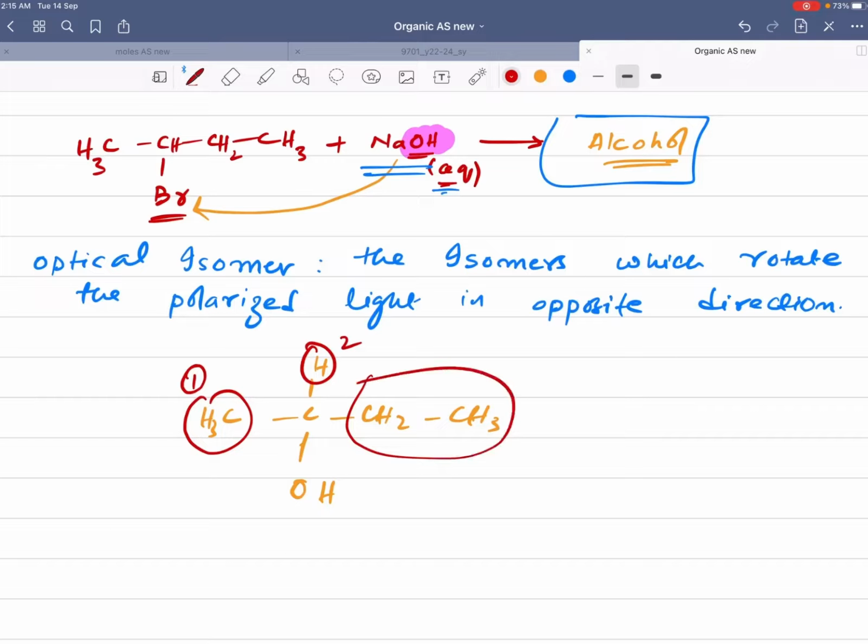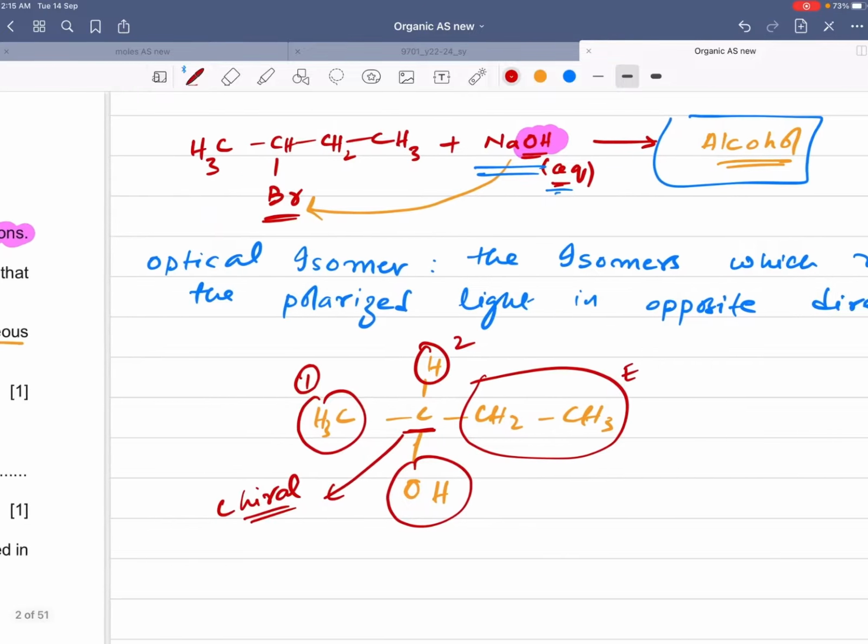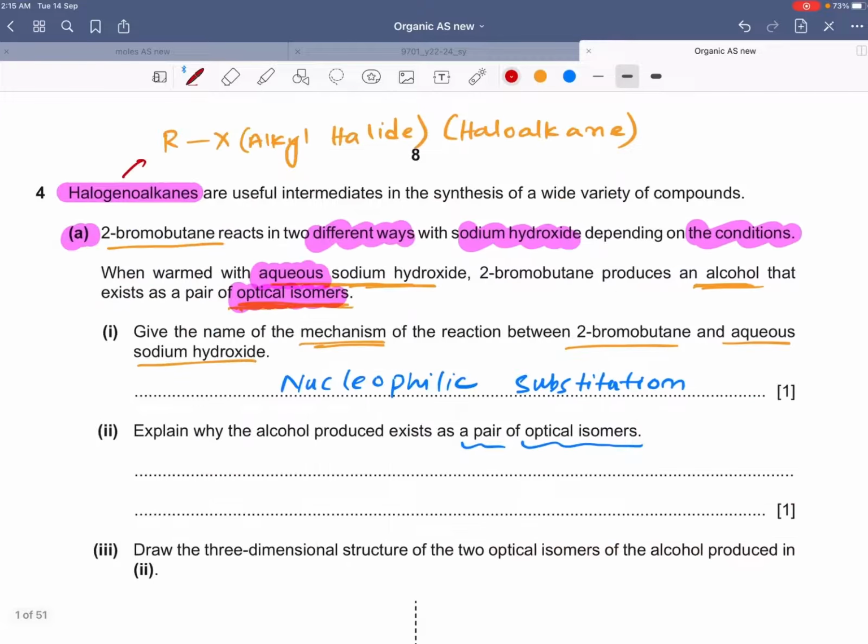and then we have this ethyl group, and we have this hydroxide group. So this carbon is attached to 4 different groups. That means this carbon is chiral. It lacks a plane of symmetry, it has no plane of symmetry, and that's why this compound has a pair of optical isomers. So they're asking us the reason, explain why the alcohol produced as a pair of optical isomers.